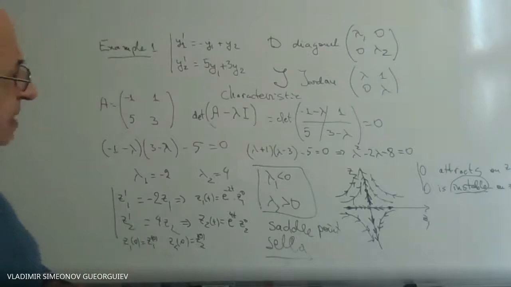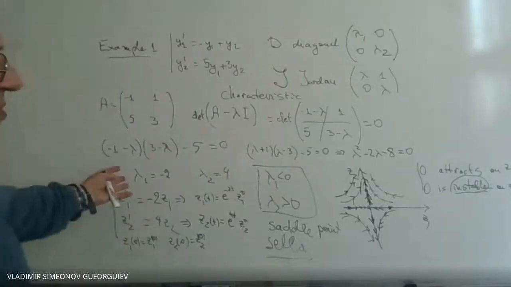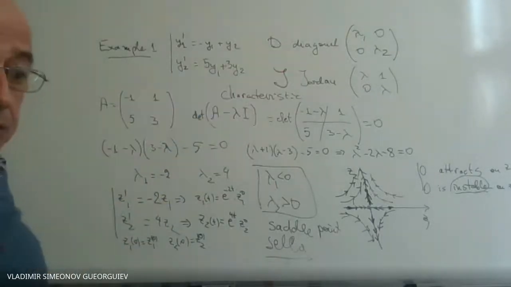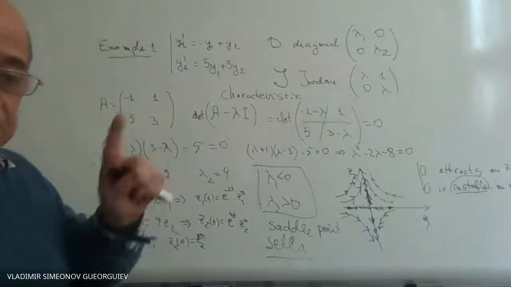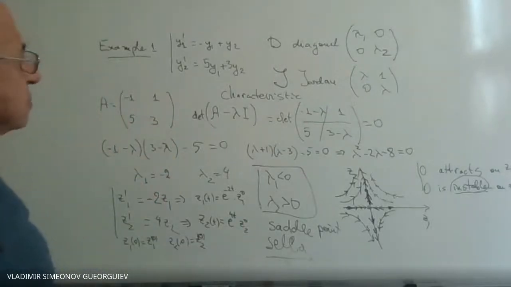Let us go to another case. This is example 1. And we can say that whenever you have two real eigenvalues with opposite sign, you have a saddle point. Let us go now to another example.